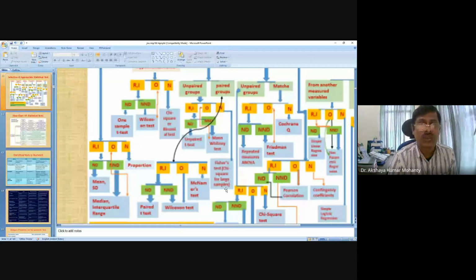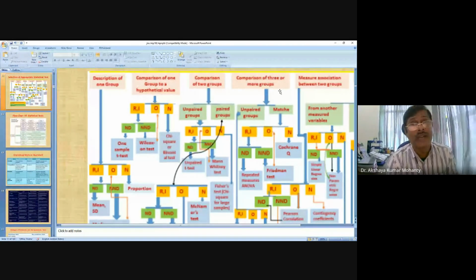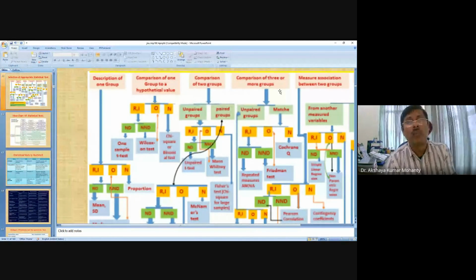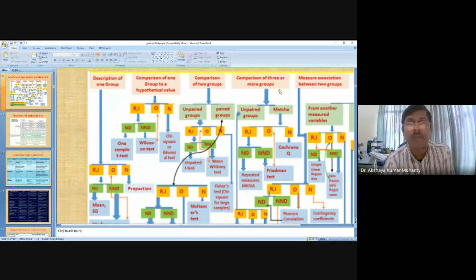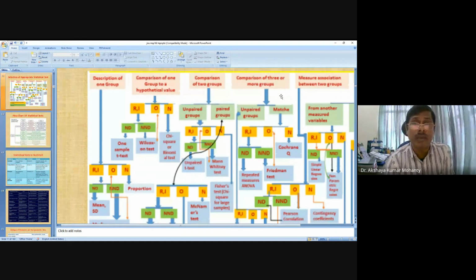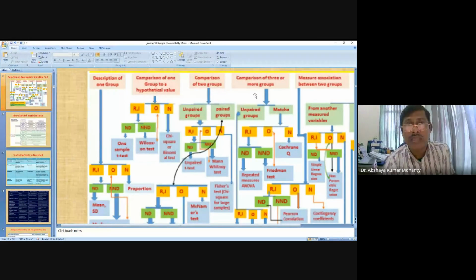So now this is finished. Now we have to go for the next one, comparison of 3 or more groups. What we discussed in the previous slide was a single group and 2 groups. We stopped at comparison of 2 groups or more than 2 groups. But now in this slide, this is the extra thing we are going to discuss: comparison of 3 or more groups.